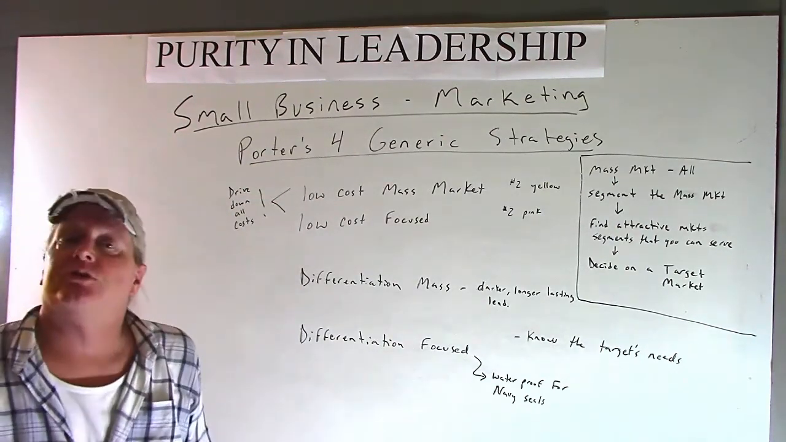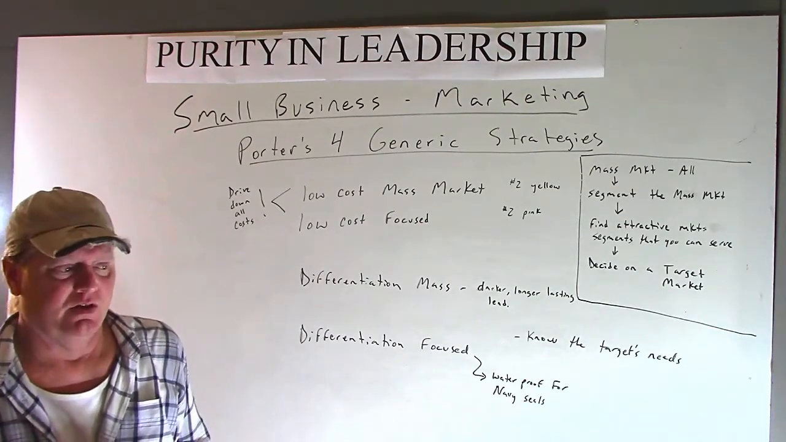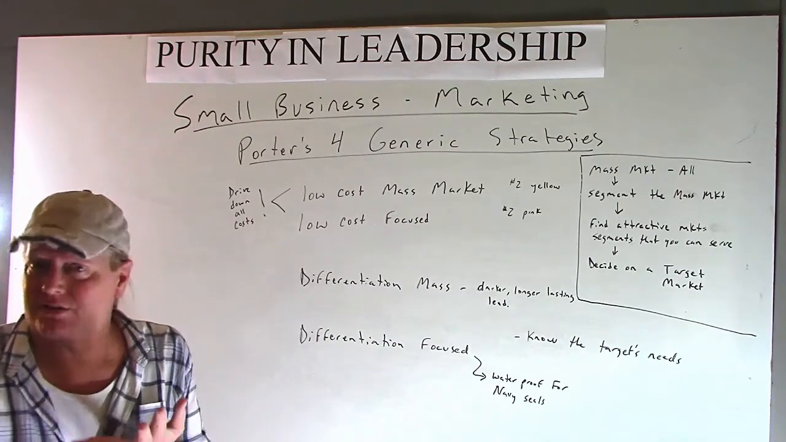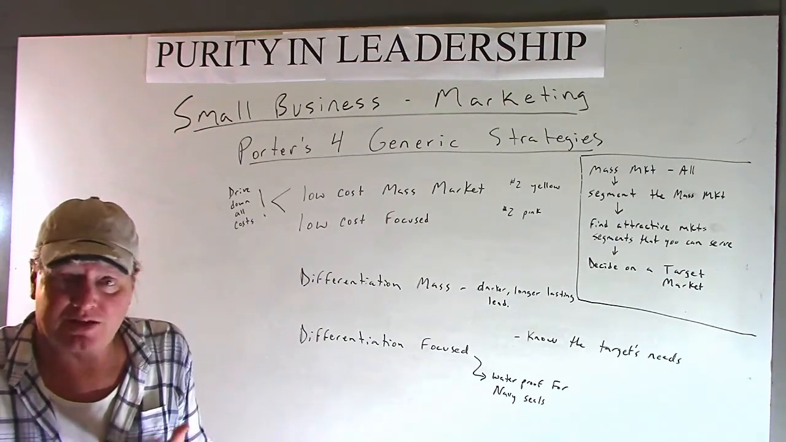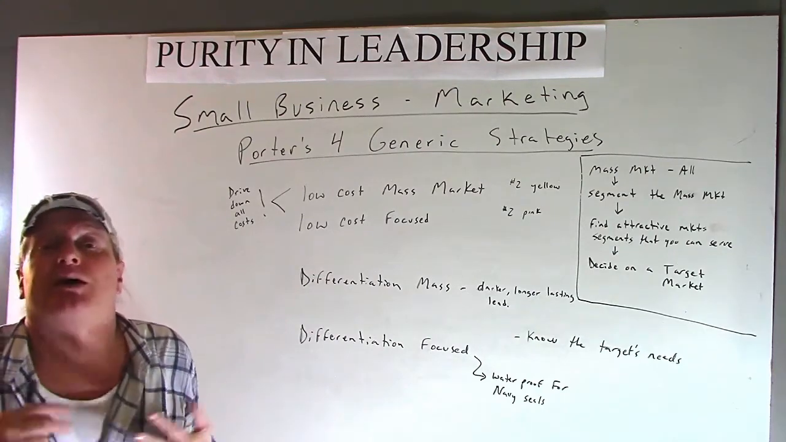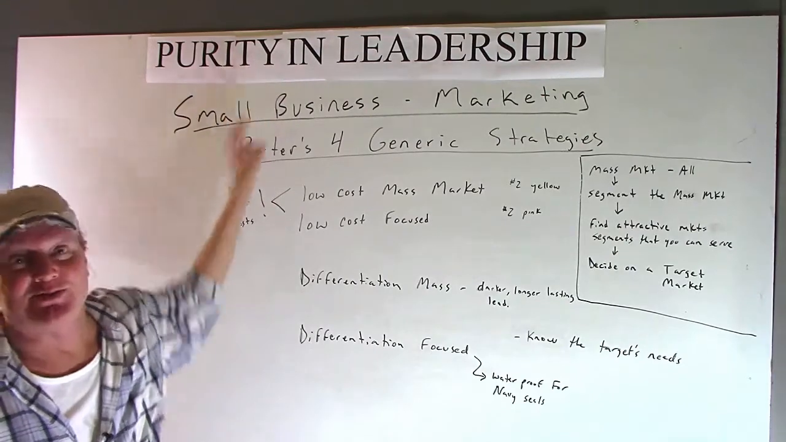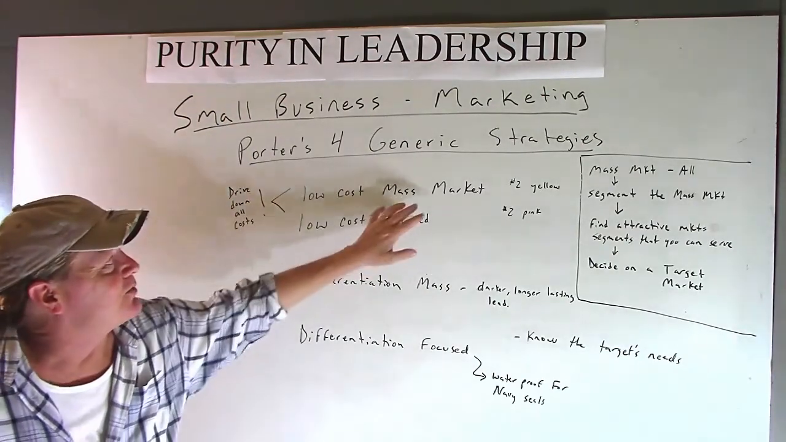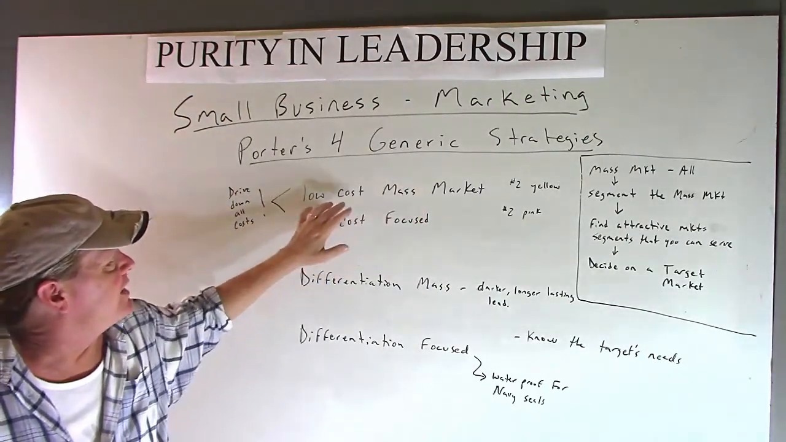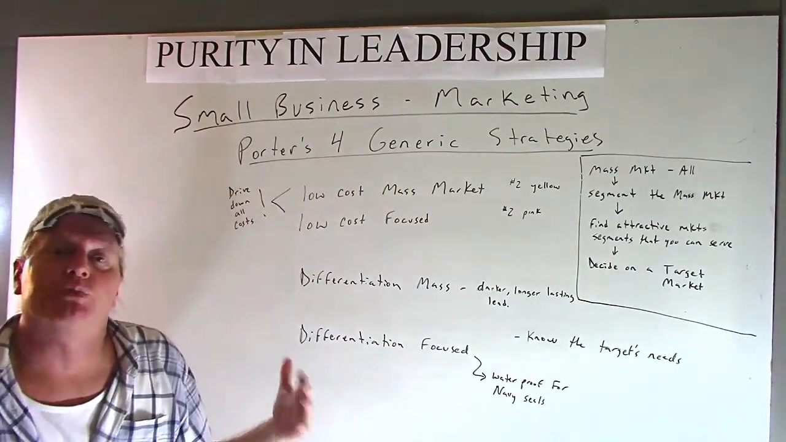Our manufacturing costs have to be low. Our labor costs have to be low. Our suppliers have to offer us supplies that are at the lowest cost possible, which might mean we have to buy in bulk if we're not practicing purity leadership. So low cost mass market would be a yellow number 2 pencil.